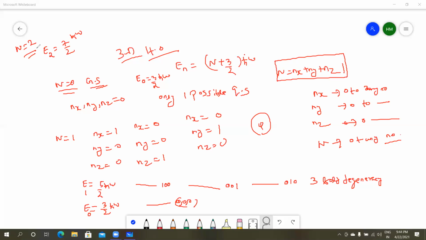You can do it. Okay, 2 0 0. You can take 1 1 0, 1 0 1, 0 1 1, 0 2 0, 0 0 2. This gives the corresponding energy 7 by 2 h cross omega. So this is the sixfold degeneracy. So the second excited state corresponds to sixfold degeneracy having the same energy. Threefold degeneracy, sixfold degeneracy. Then you will go to the next excited state, you will get tenfold degeneracy.